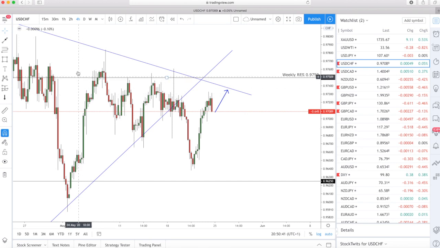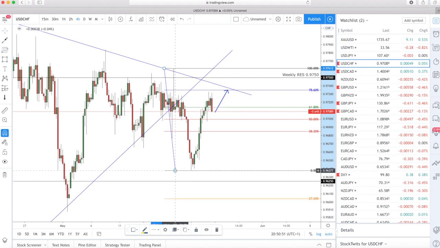You can see here, nice structure. We've made new lows on this 4 hour trend. So low, low, this being a new lower high. As I said, correlating with the DXY, I'm looking for this push up into this area, 0.9730s. Might even be able to spike into our weekly resistance. That would give us an even better entry.